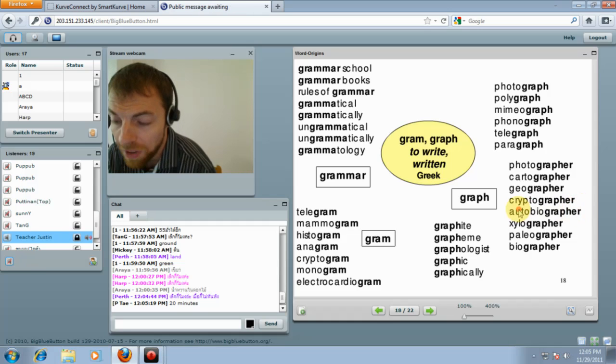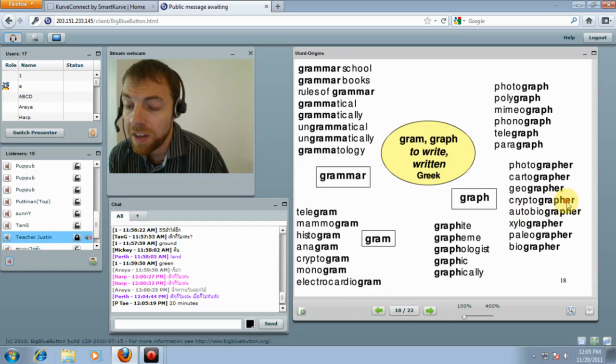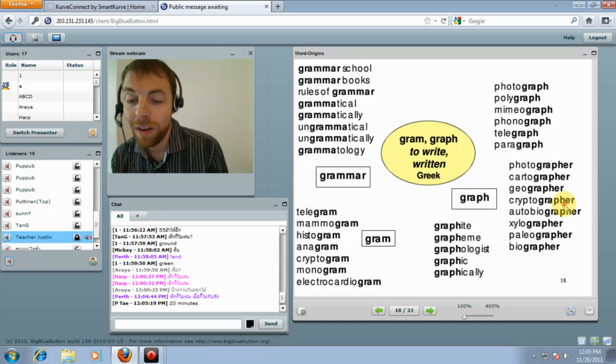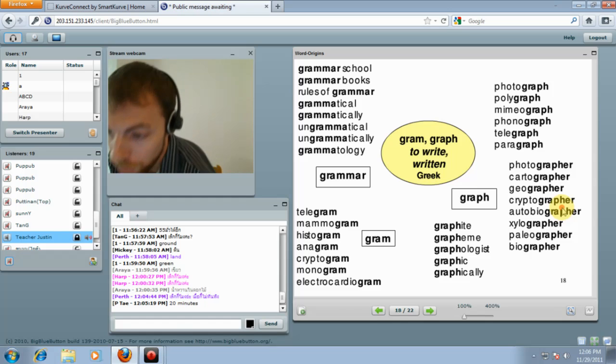Cryptograph, crypto was a code, so it's writing in code. Like, for example, maybe I write the word, I use numbers and not letters, and it's a code, a secret code. So a cryptograph is writing in a secret message.